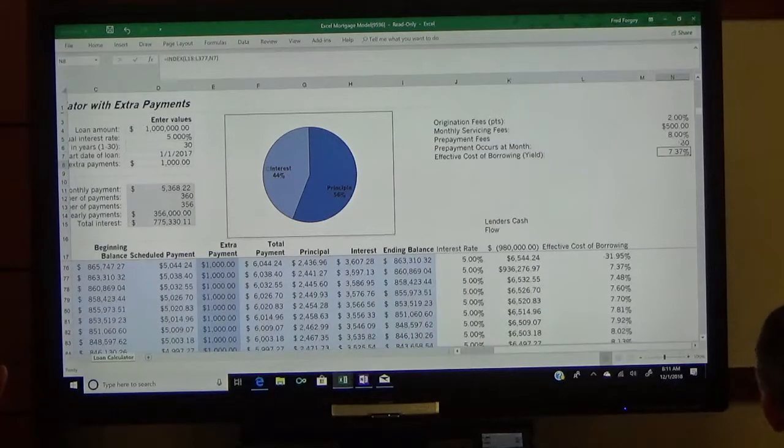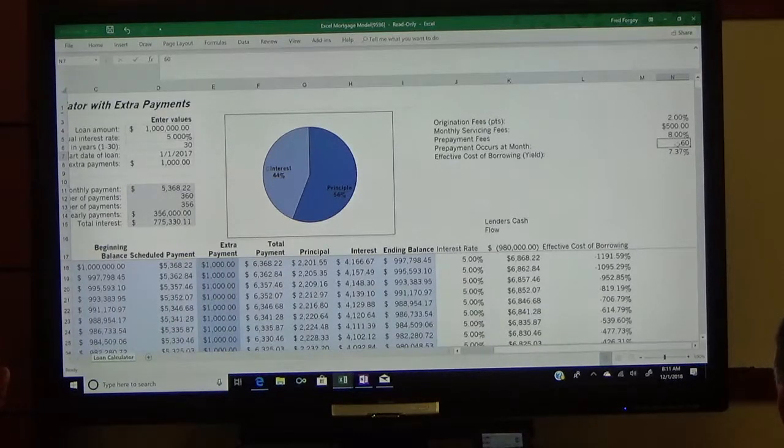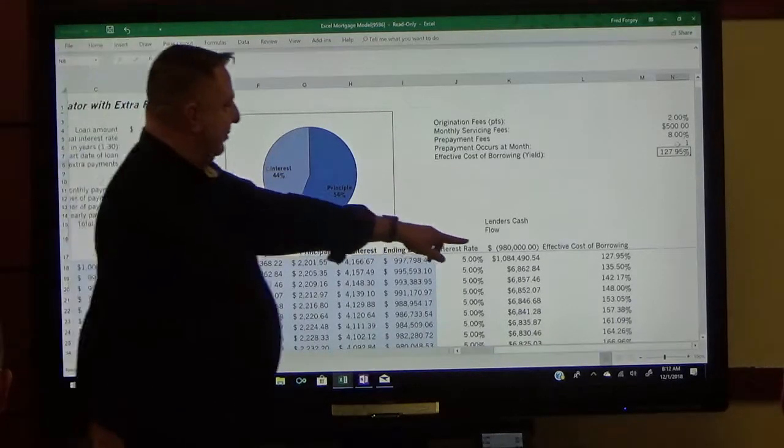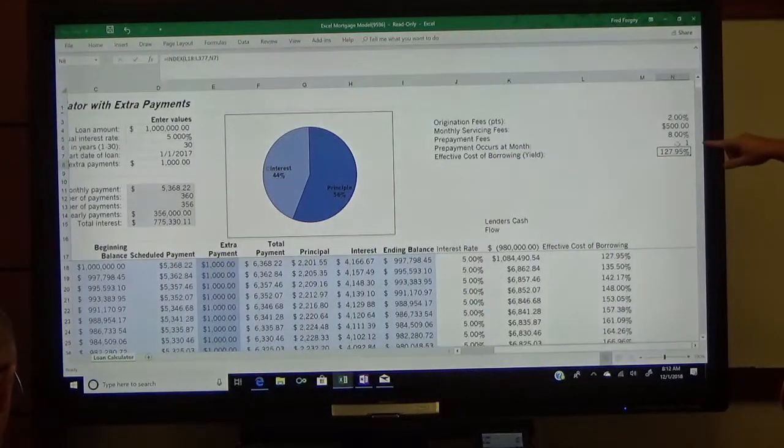So no matter what you enter, prepayment occurs at, it's going to automatically go to that. Correct. So if we were to just, you can do it on yours right there in front of you, but if you enter, like, we prepay this at the end of month 1, okay? So now here at the end of month 1, it shows that as a result of paying off that quick, you've got a really high interest rate.